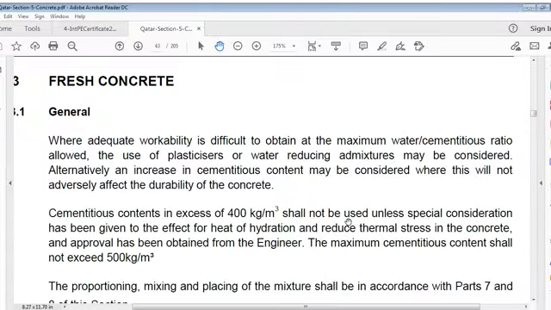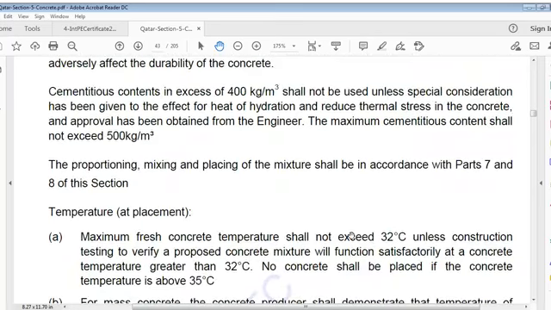Cementitious contents in excess of 400 kg per cubic meter shall not be used unless special consideration has been given to the effect of heat of hydration and reduced thermal stresses in concrete. An approval has been obtained from the engineer also. Maximum cementitious content shall not exceed 500 kg per cubic meter in any case.